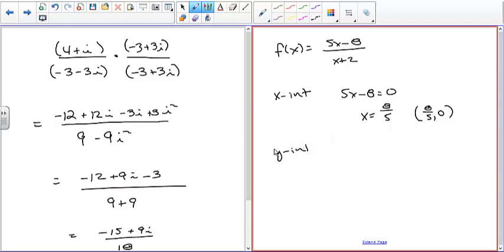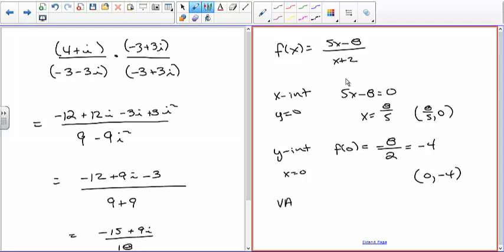For the y-intercept, you set x equal to 0. So you can see we're doing f of 0, and that means you're going to have just negative 8 over 2. You just take the constant parts, which you can simplify down to negative 4, and the coordinates are going to be 0, negative 4. So that's my y-intercept.